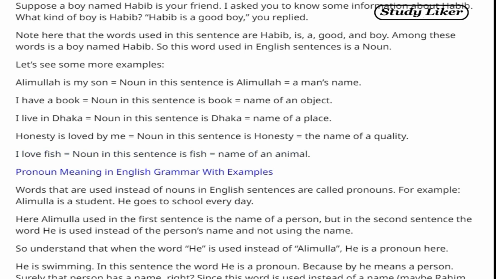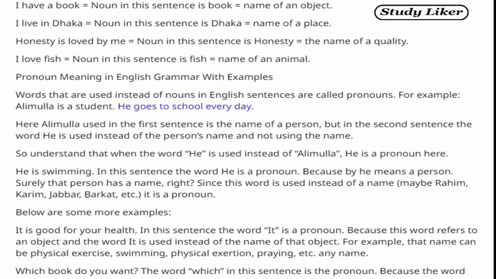Pronoun meaning in English grammar with examples. Words that are used instead of nouns in English sentences are called pronouns. For example: Alimullah is a student. He goes to school every day.